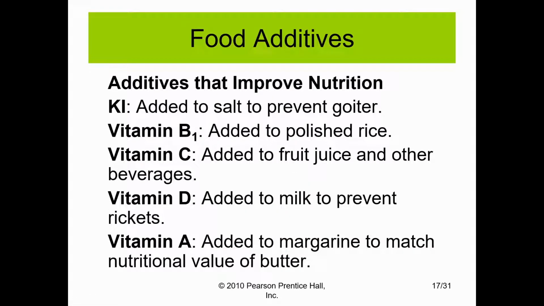Some additives are added to the food in order to improve its nutritional value. For example, potassium iodide is added to salt in order to produce a source of iodide. Vitamin B is added to rice. Vitamin C is often added to fruit juices and other beverages. Vitamin D is added to milk to prevent rickets, and vitamin A is added to margarine. These are just a few examples of additives used to enhance the nutrition of common foods.